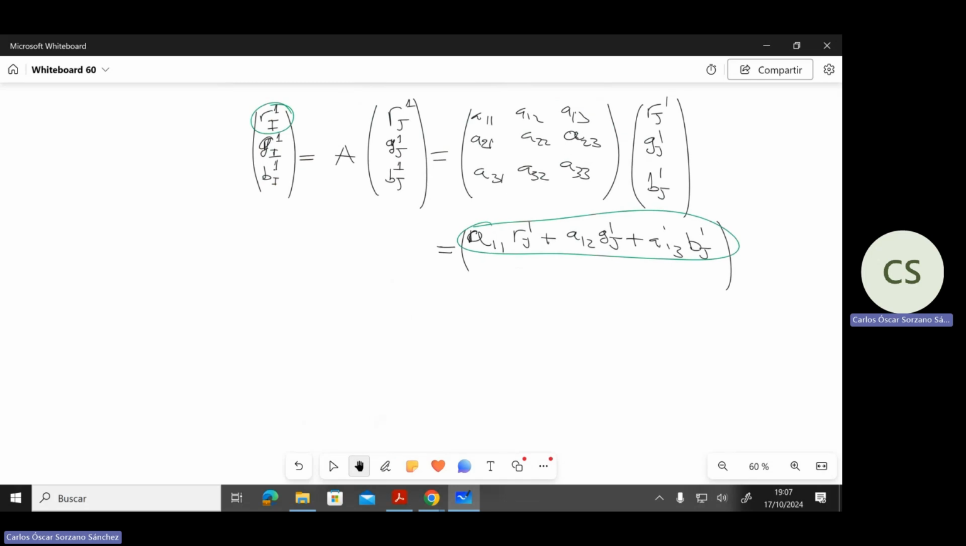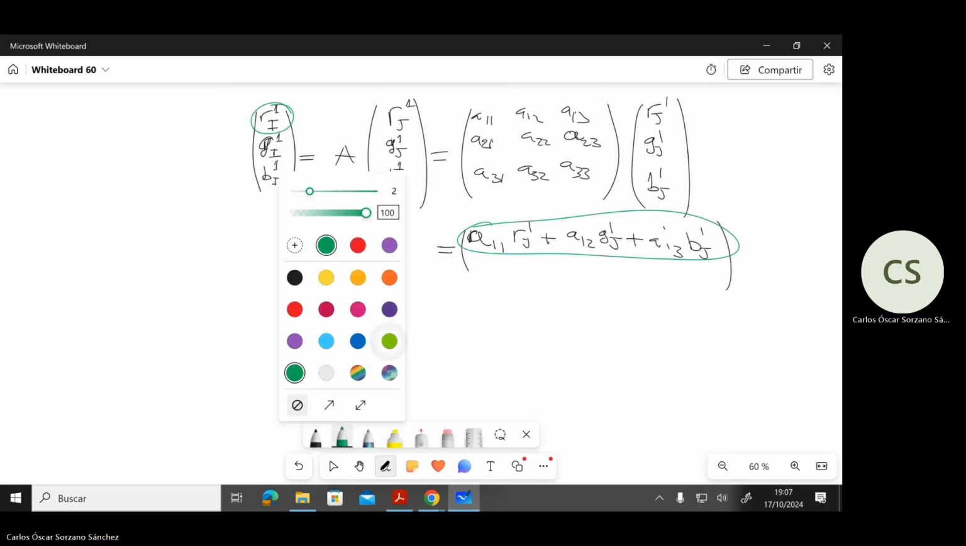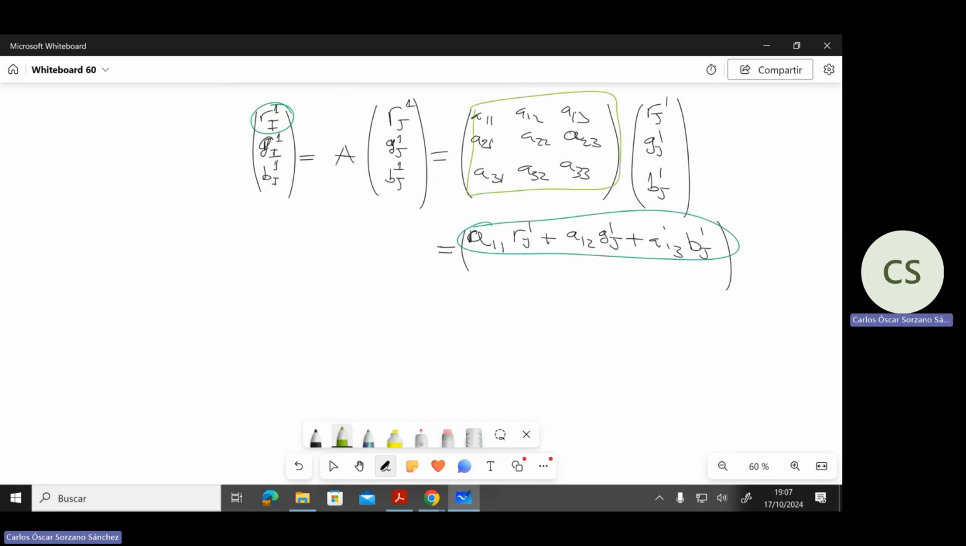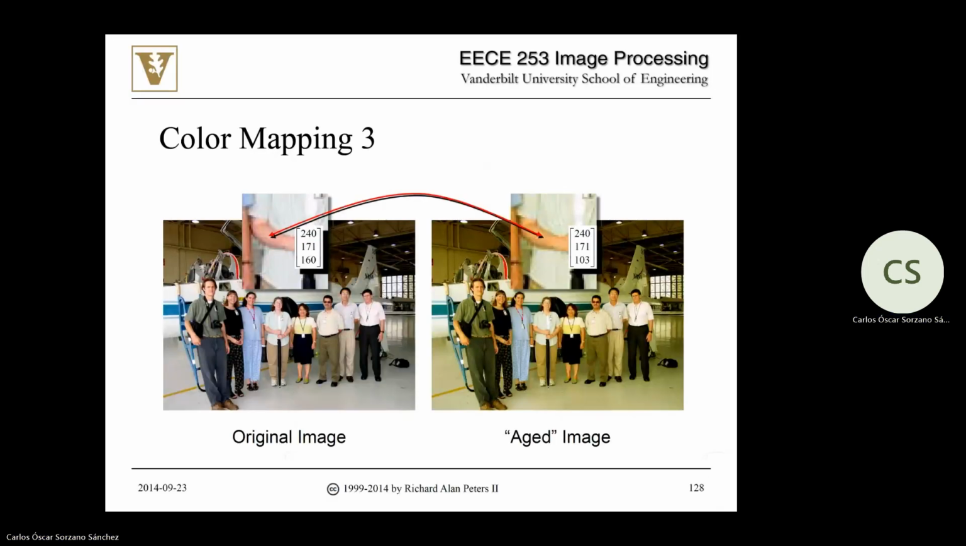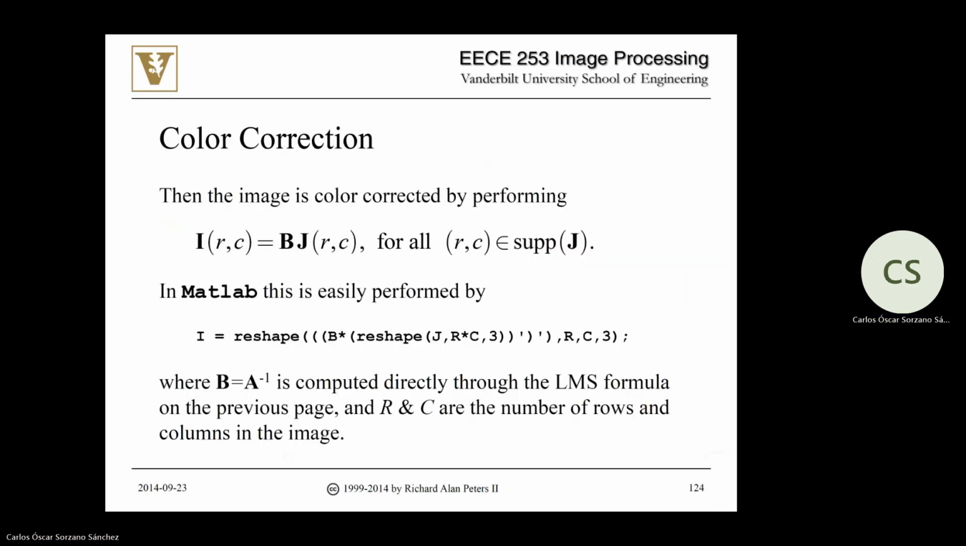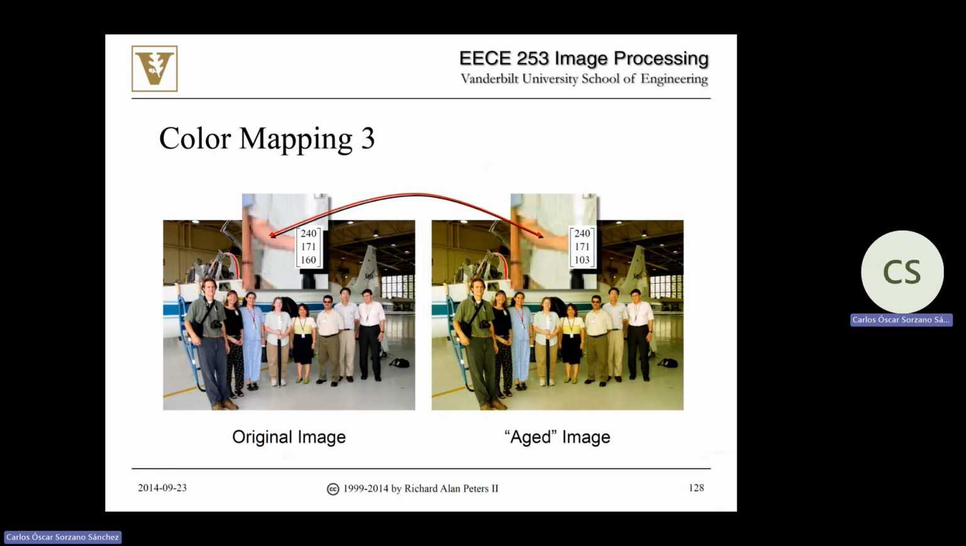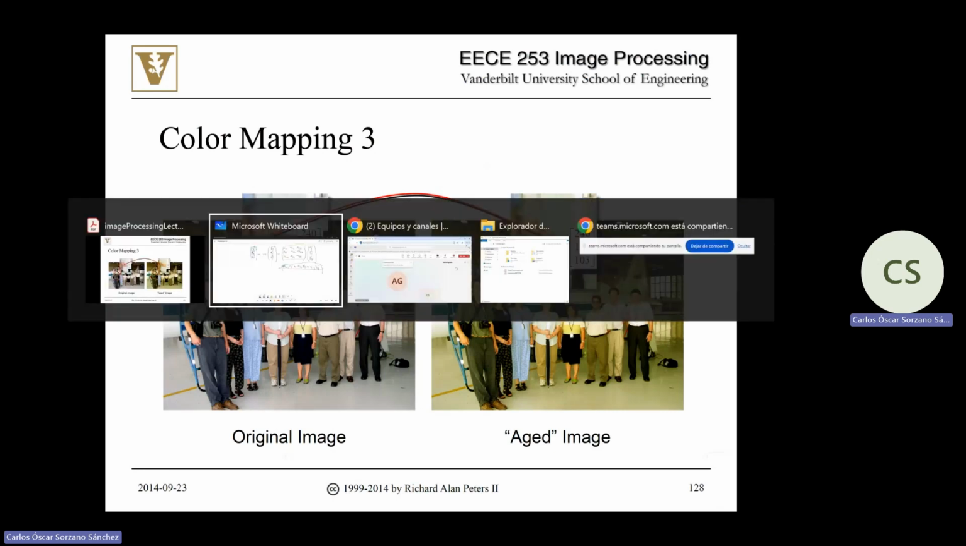Now I can rearrange. So how many unknowns do you have? Which are your unknowns? These are our unknowns. We have 9 unknowns. How many equations do I have? The green is one equation. The other two are giving me two extra equations. So I have three equations for each color, and 9 unknowns. So if you give me three colors, there is only one A that transforms one into the other. Only one.